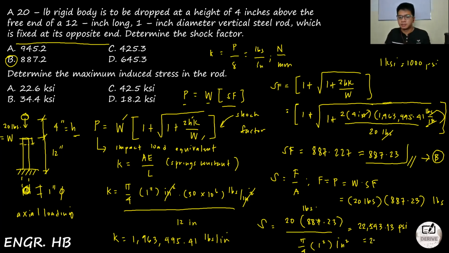So mabilis ang math, 22.6 KSI or 22.59 KSI. So meron ba tayong 22.6 KSI? So ayun, meron agad na letter A. So answer is letter A. Okay, so nakadalawang item na agad tayo sa impact load stresses. So proceed tayo.